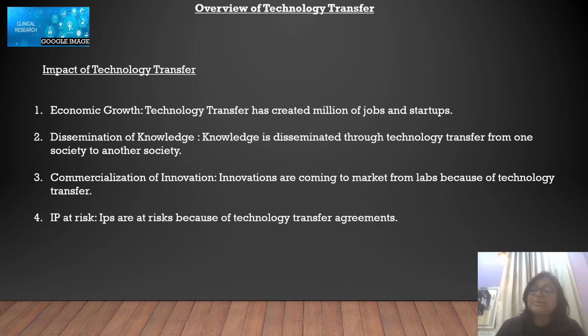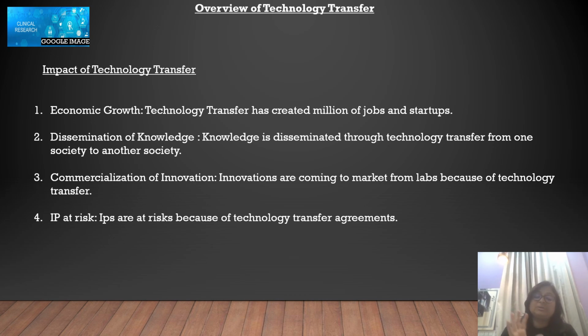It obviously has positive impacts as well as negative impacts. As I told, everything has positive and negative impacts. So what about the positive impacts? Like economic growth. It develops the economy of any country. When technology is transferred from research to industry, they will need more manpower to manufacture and distribute, and it will create millions of jobs. Or when technology is transferred from research labs to some spin-off, then more startups will emerge.